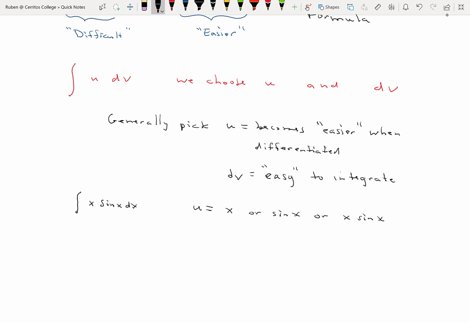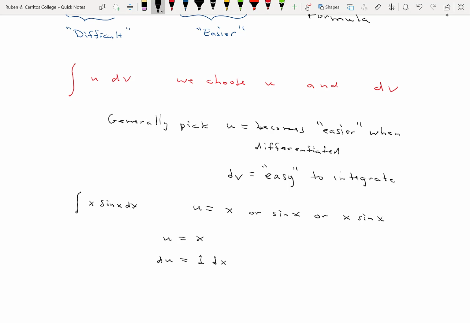Well, the first one does. The last thing, x sine x, if you use the product rule on that, it makes a mess. If you choose sine x as u, the derivative of sine is cosine. That isn't any easier than the original sine. But if you choose u equals x, the derivative or differential du is 1 dx, and 1 is simpler than x.